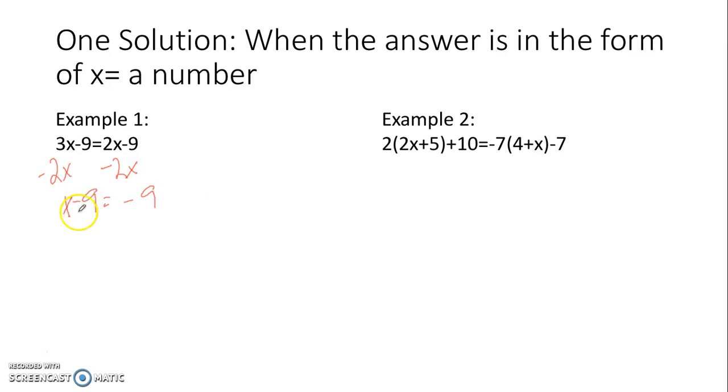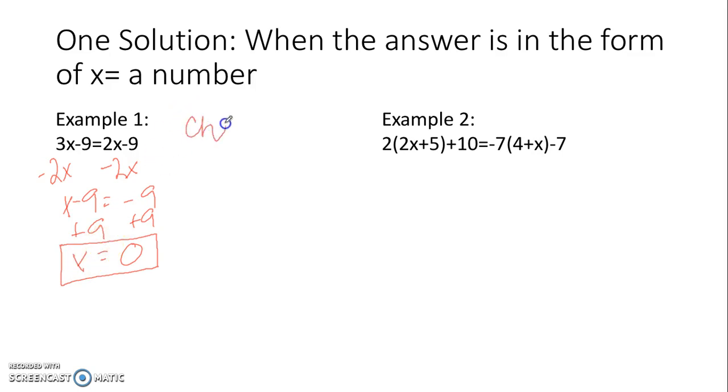Now we have to move this negative 9 over to this side, so we have the constants on this side. To get that over there, we have a negative 9, so we have to add 9 on both sides. So we have x is equal to 0. Now in this solution, this is what we've been seeing a lot of: just x is equal to a number. In this case, x is equal to 0.